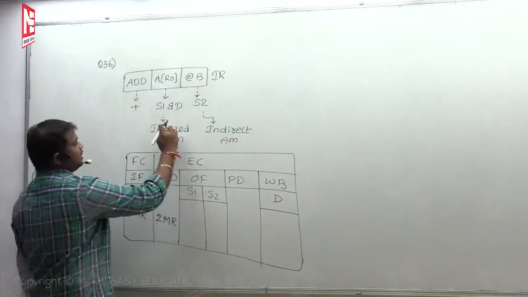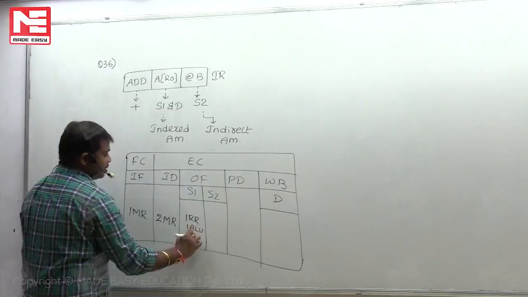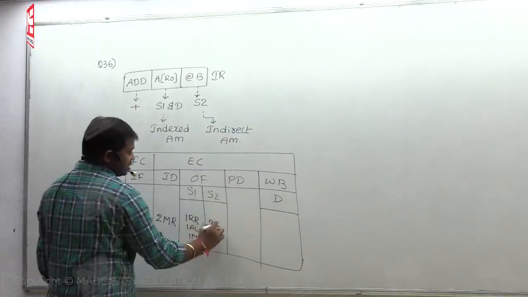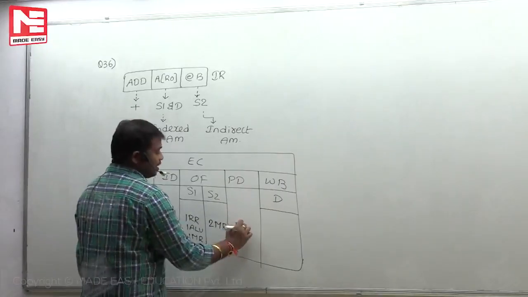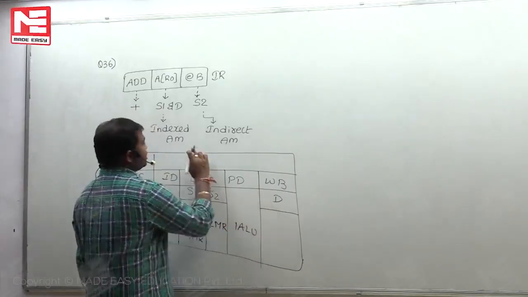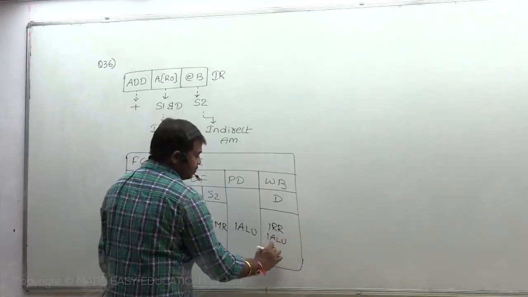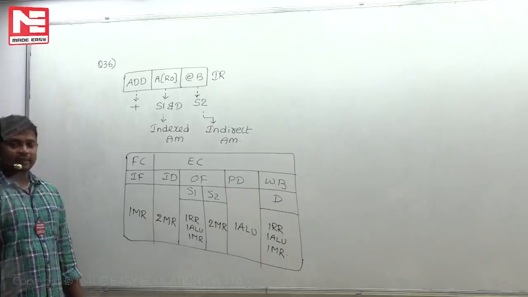Then source 1, index addressing. So 1 RR, 1 ALU, 1 MR to get the data. Source 2, memory indirect addressing mode, 2 MRs. Then PD, 1 ALU operation. Destination index addressing mode, 1 RR, 1 ALU, 1 MR. Like this, instruction execution takes place.